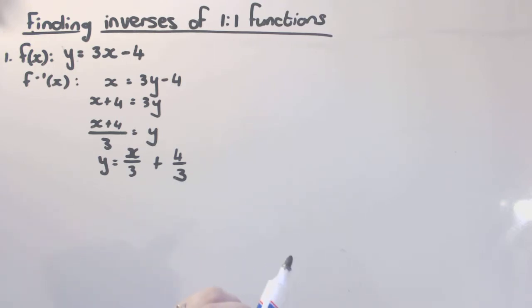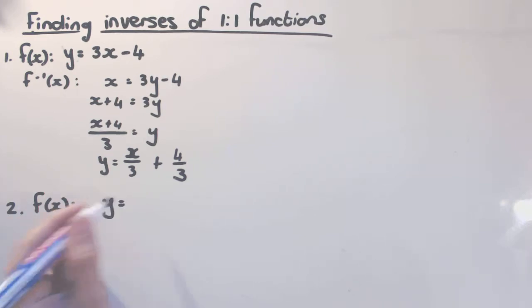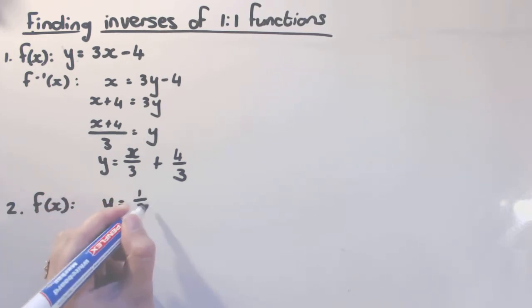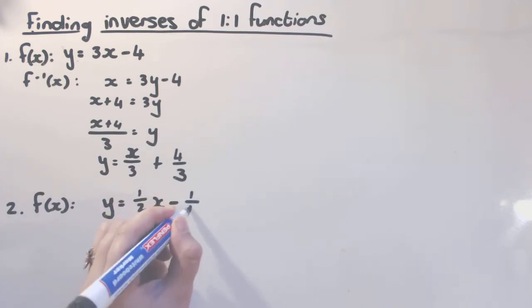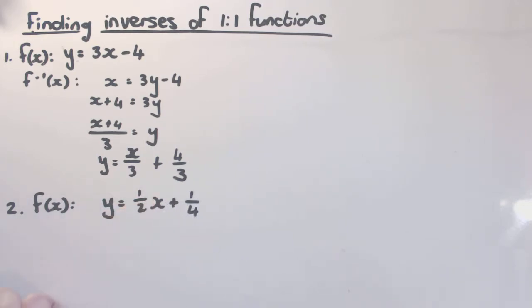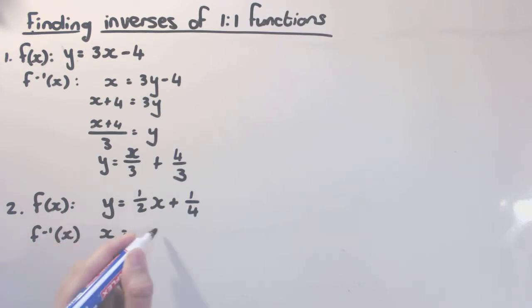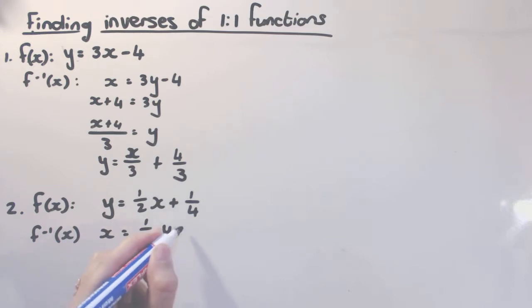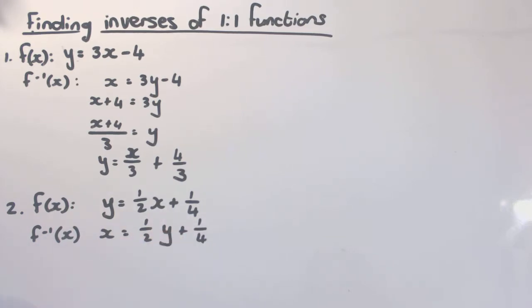Let me do another example of a line function. So say for instance I've got a function given to me, y is equal to a half x plus a quarter. Then for the inverse of the function, there are two things I want to do. I want to swap the x and the y values. The rest of the equation stays the same. And then I just want to get y alone again.